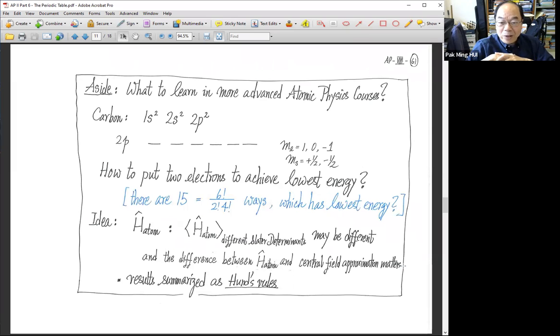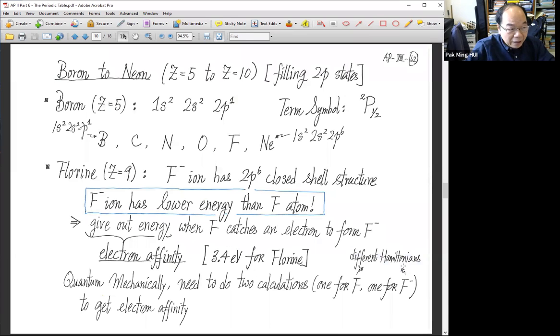So now we encounter a problem immediately. I'm talking about this row. Now, for example, carbon. We have 2 electrons to go into 6p state. How to do it? Is it random to put them in, or is there a rule that will give us the lowest energy way to fill the electrons in?